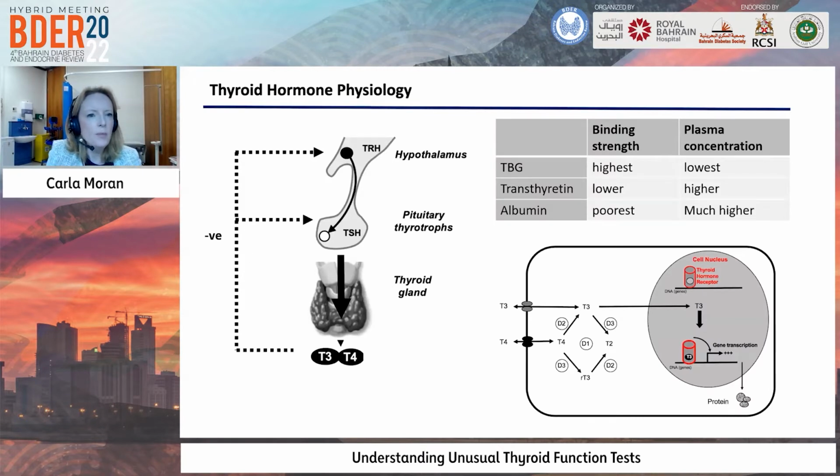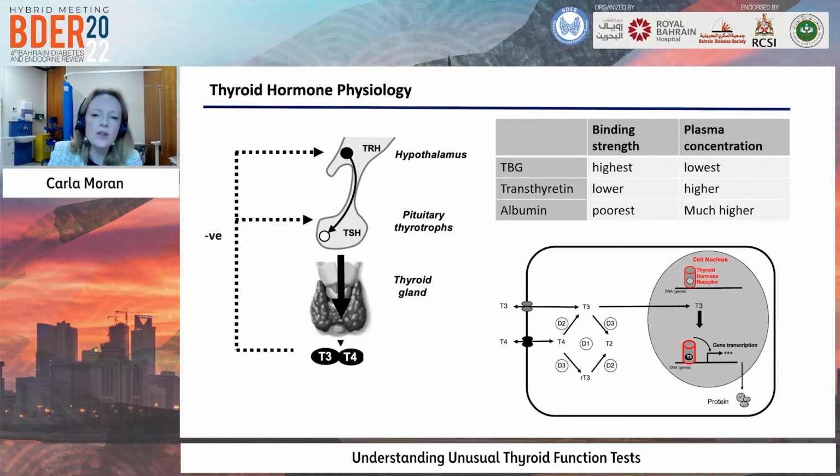So, a brief recap on thyroid hormone physiology. You will remember that the hypothalamus produces TRH. TRH stimulates the production of TSH from the pituitary thyrotrophs, and TSH then mediates many of the steps in the biosynthesis of thyroid hormones from the thyroid gland. And T4 and T3 act to inhibit the production of TRH and TSH in a classical endocrine negative feedback loop.